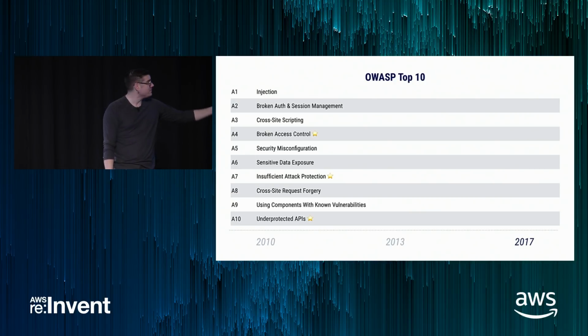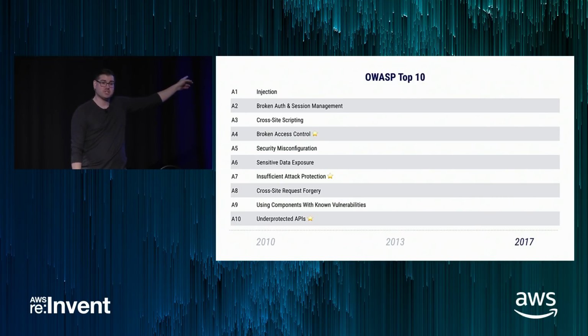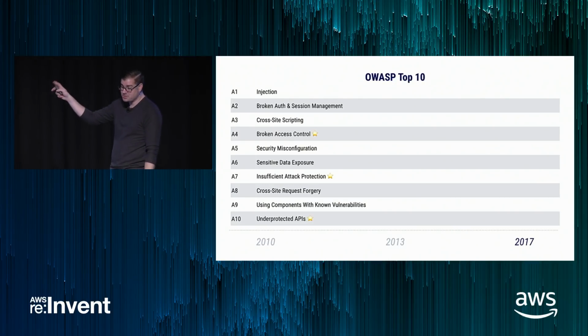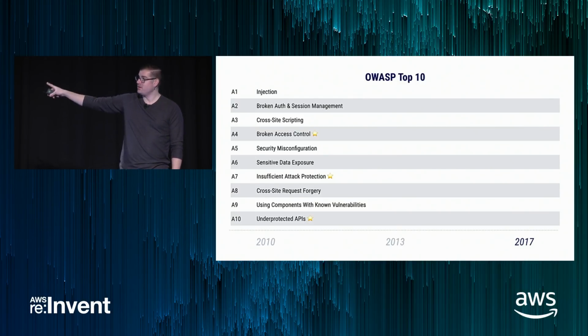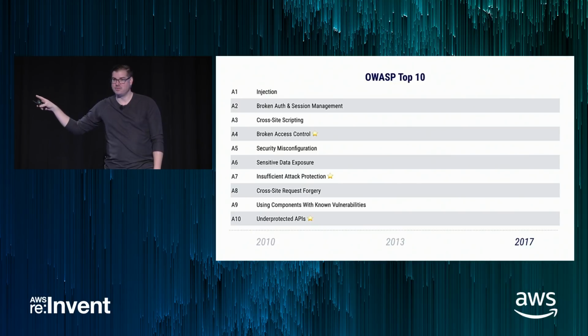Back to some old favorites. Broken access control, and insufficient attack protection is the new phrase for we couldn't put this in the other 9 buckets, so we changed the wording a little this year. And back to a new one, an actual honest new one, which is underprotected APIs. But look at the difference over the last 7 years. There is almost no change in the vulnerabilities that we are dealing with in our code.